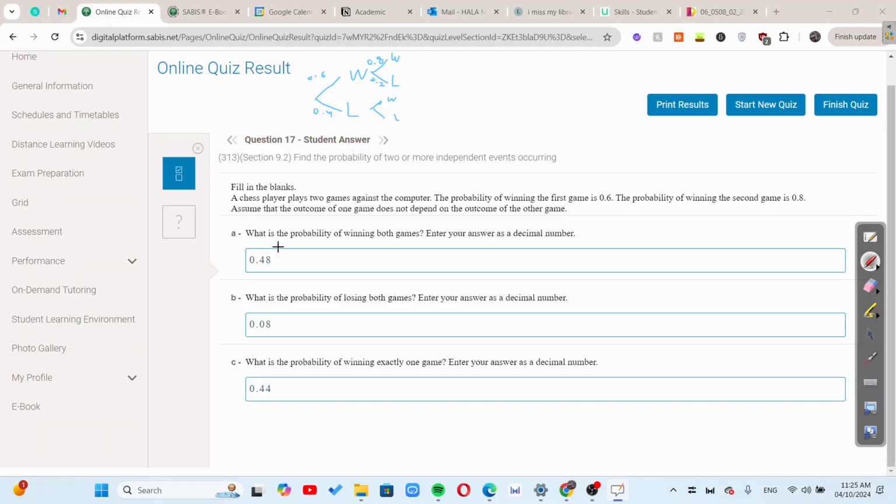So now you're going to see what's the probability of winning both games. So you want win, win. You look at what number gives you win. So 0.6 times 0.8, 0.6 multiplied by 0.8 gives you 0.48. Use your calculator for it, please. Now, what's the probability of losing both games? So here it's also, let me just write it, 0.8 and 0.2.